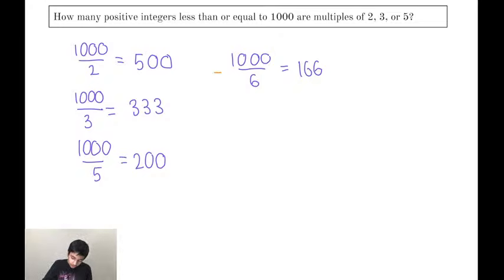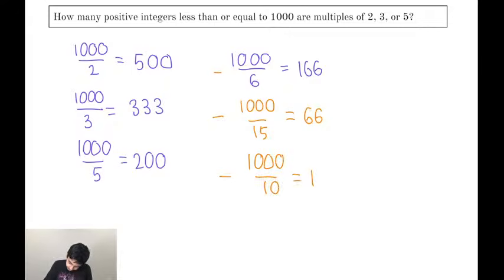And then we must also subtract the multiples of 3 and 5. So 1,000 divided by 15, which is 66. And then we must also subtract the multiples of 2 and 5, or the multiples of 10, because those again are being overcounted. So minus 1,000 divided by 10 equal to 100. So overall, there are a total of 1,033 possibilities here, 1,033 multiples of 2, 3, or 5, except we overcounted 332 multiples.